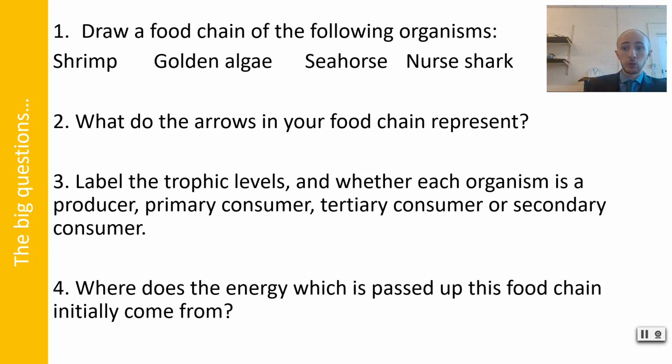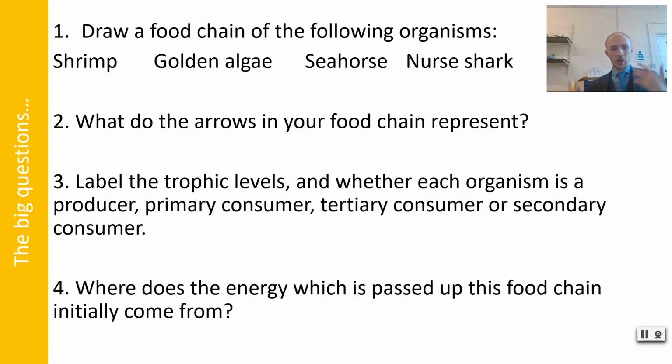Label the trophic levels. Well, the trophic level is just where we are on the food chain. The first trophic level is the golden algae. The second is the shrimp. The third is the seahorse, and the fourth is the nurse shark. And then the labels: the golden algae is a producer. The shrimp is a primary consumer. The seahorse is a secondary consumer, and the nurse shark is a tertiary consumer.